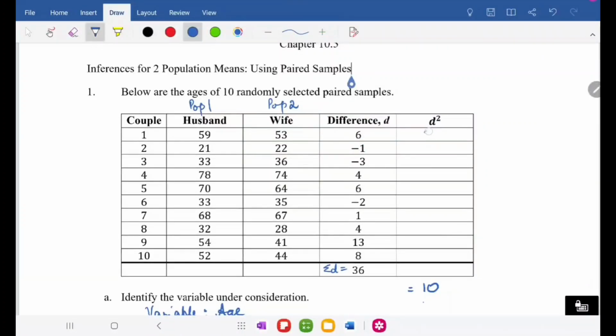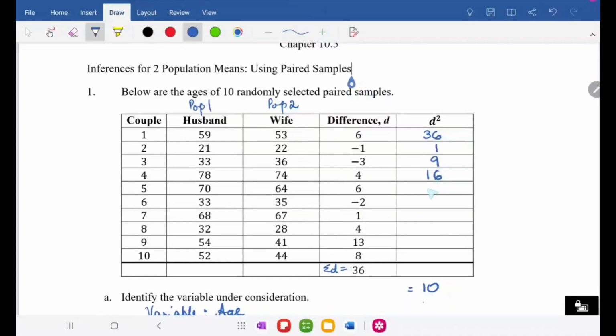Now I'm ready to calculate our D squared values. 6 squared is 36. -1 squared is +1. Any value squared is always a positive value, please keep that in mind. -3 squared is +9. Positive 4 squared is 16. So negative or positive, when squared, will always give you a positive number. Make sure you don't put any negatives when you square a value here.